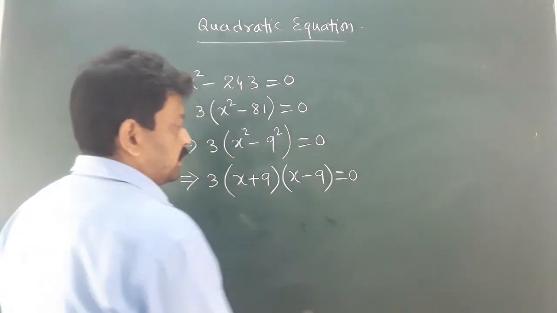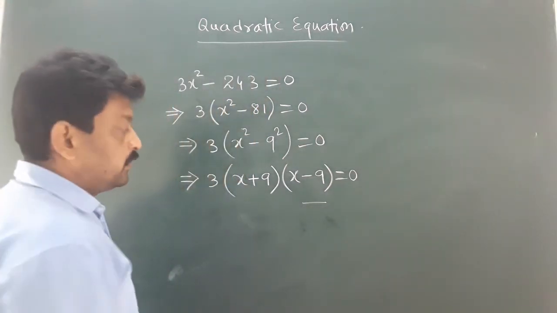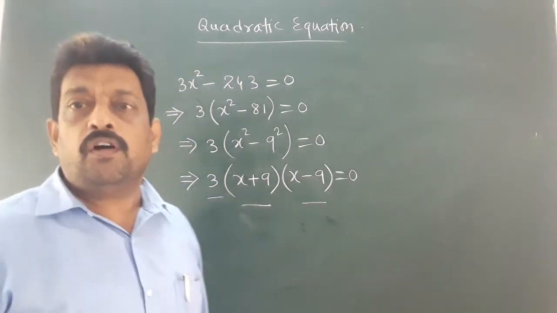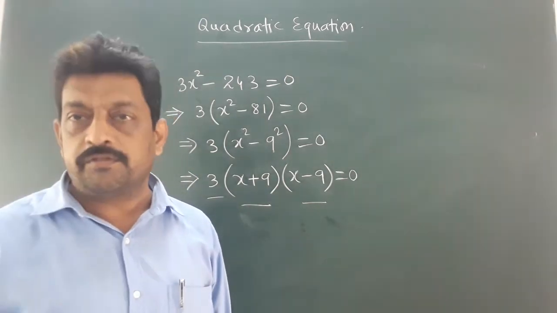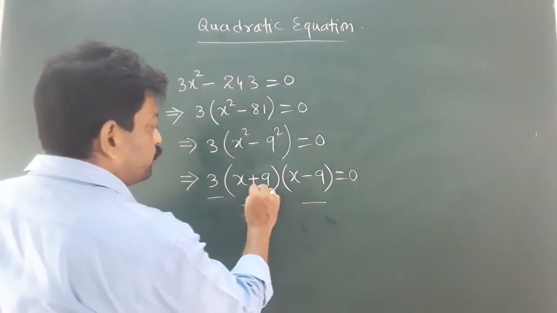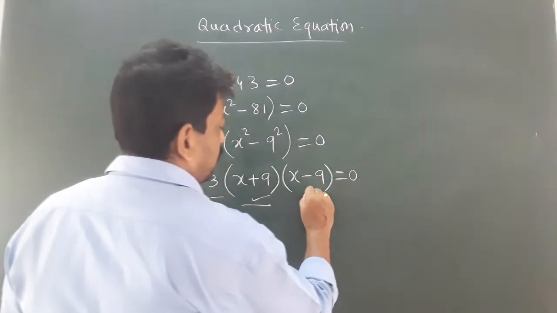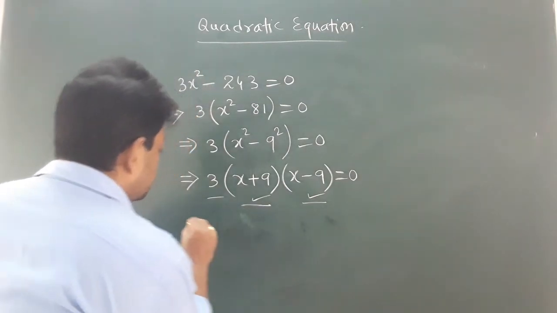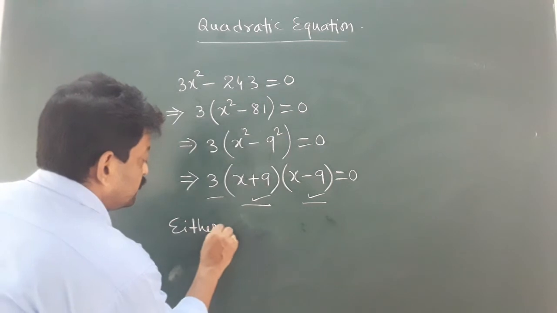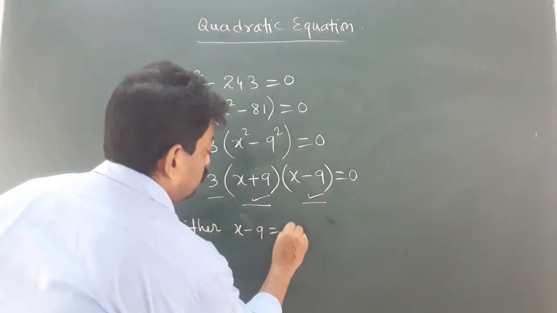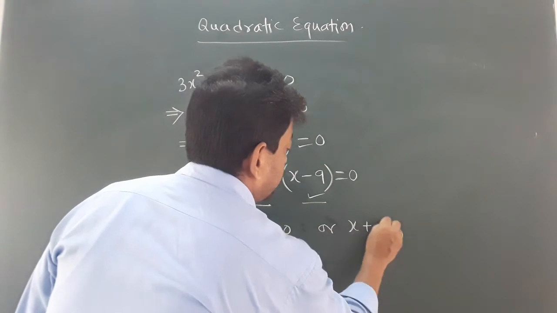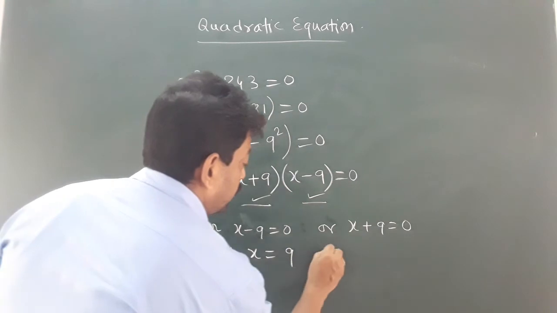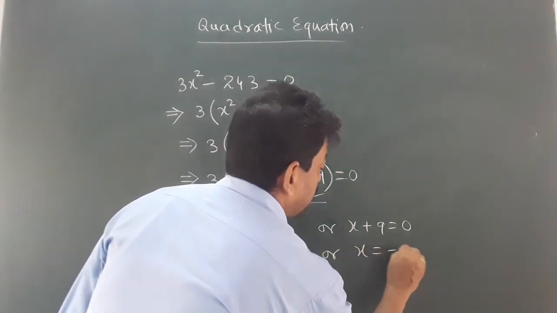So we can say that either this one equals 0 or this one equals 0. But can we say that 3 equals 0? Of course not. 3 can never be equal to 0. So only these two factors, x plus 9 and x minus 9, can be equal to 0. So either x minus 9 equals 0 or x plus 9 equals 0. That is x equals 9 or x equals minus 9.